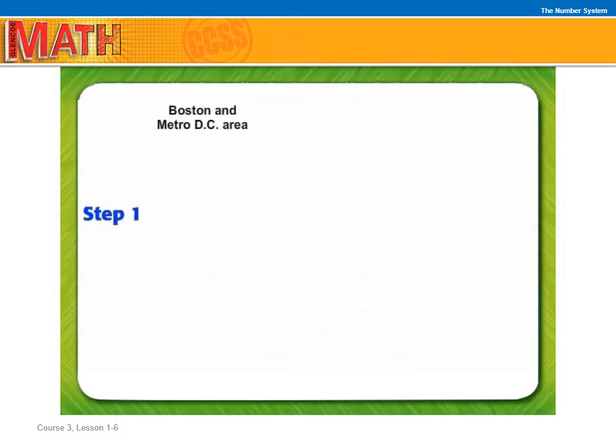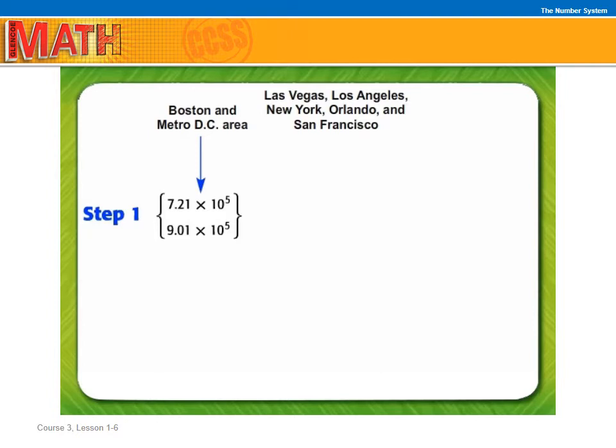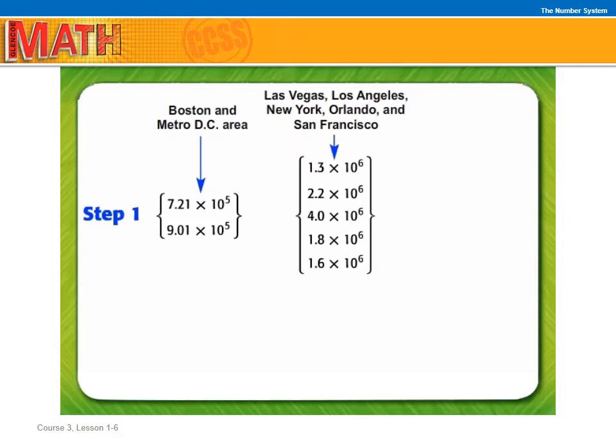Boston and the Metro D.C. area have exponents of 10 to the 5th power. Las Vegas, Los Angeles, New York, Orlando, and San Francisco have exponents of 10 to the 6th power. Since 5 is less than 6, Boston and the Metro D.C. area have the least amount of arrivals. 7.21 is less than 9.01, so Boston has the least number of arrivals.